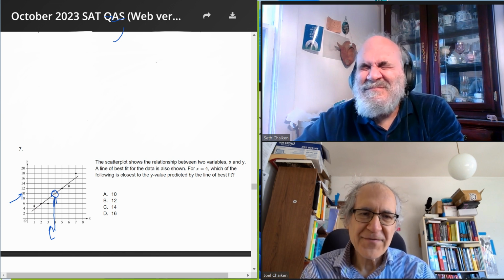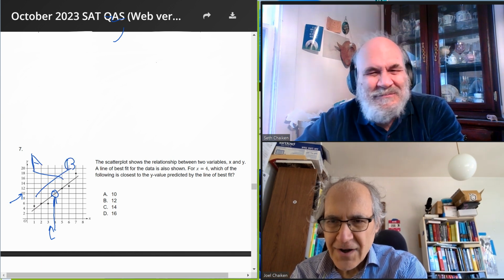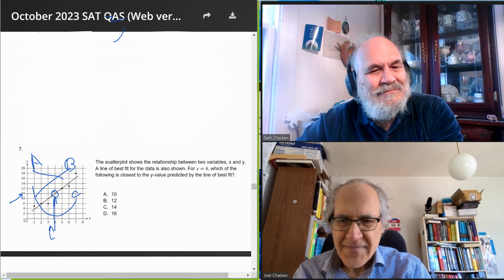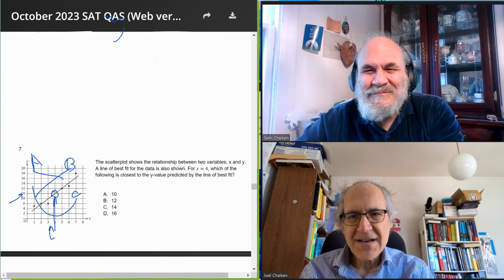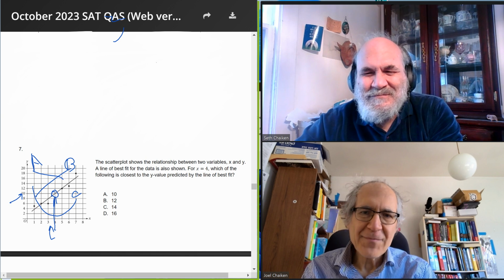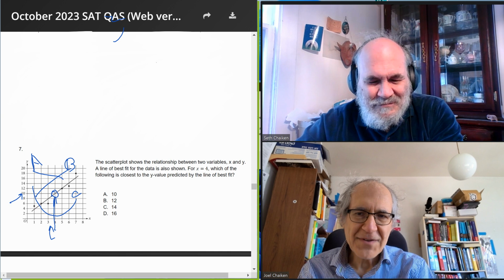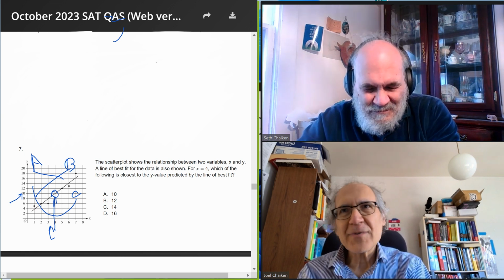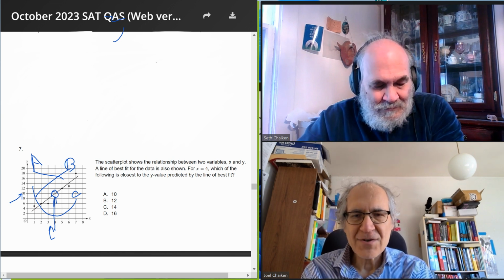Or they could have given you 4 lines. They could have given you line A. They could have given you line B. They could have even given you a curve, line C. And they could have said, when x is 4, which of the following is the closest to the y value predicted by whatever line they say. But reading the instructions is something we take for granted, although we shouldn't, because that's where we make a lot of mistakes: not carefully reading the question.